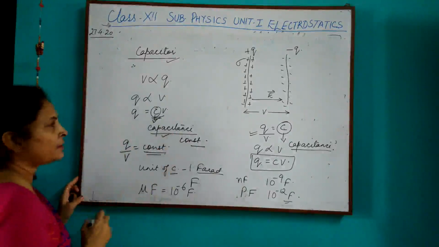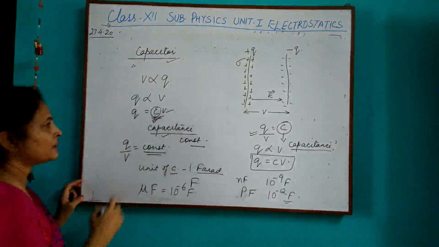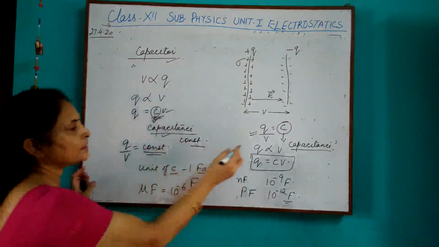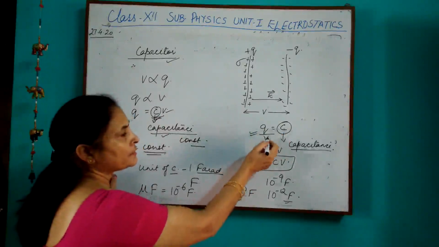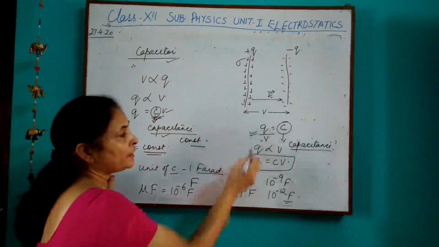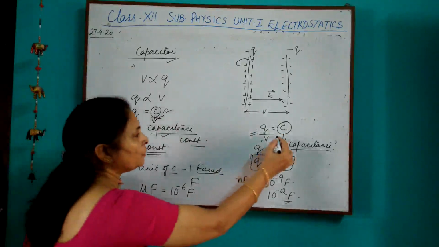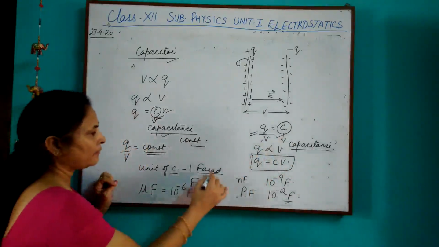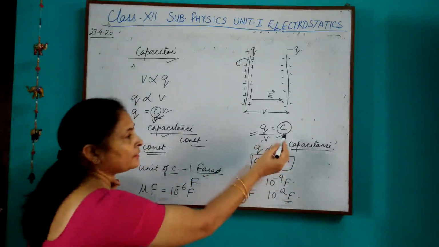Capacitance is the ratio of Q and V, which is a constant, and we can also define capacitance of the capacitor as the ratio of the charge given to the capacitor to the potential difference being created between the plates. The unit of capacitance is farad. And how will we define 1 farad?